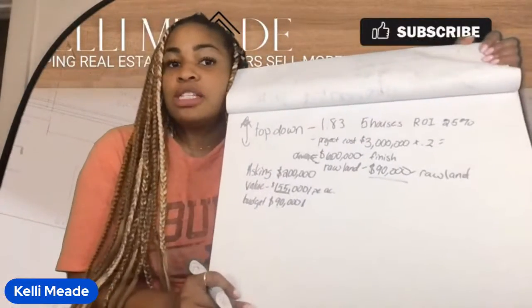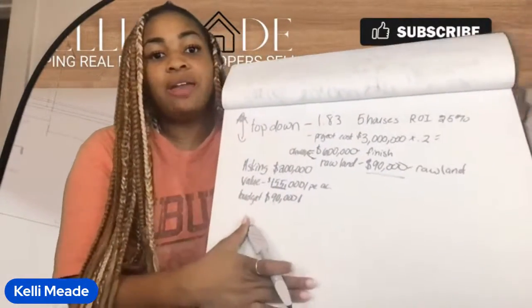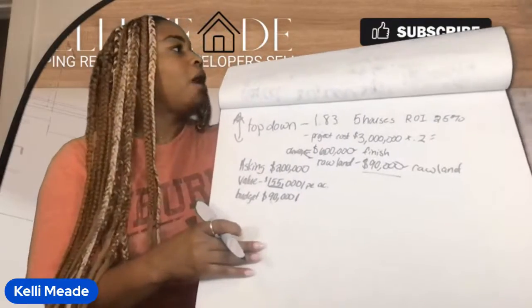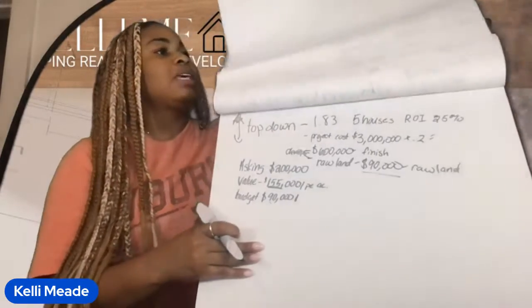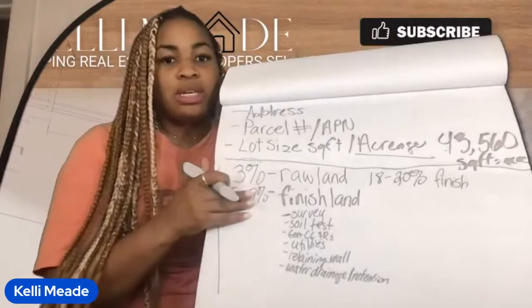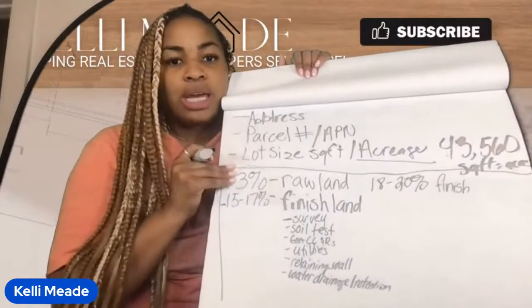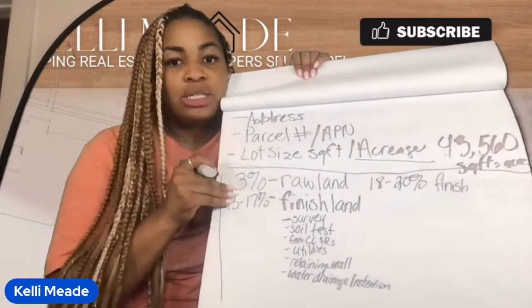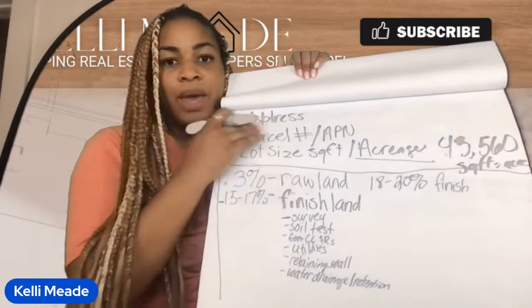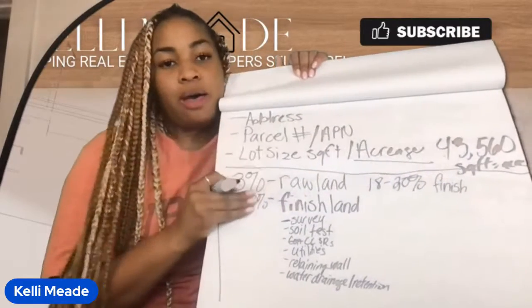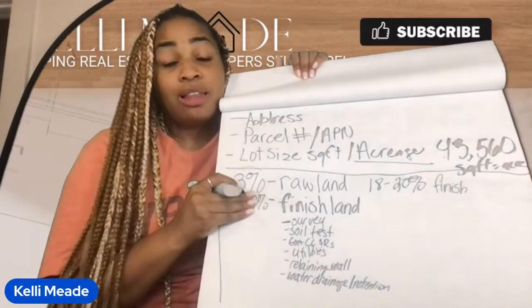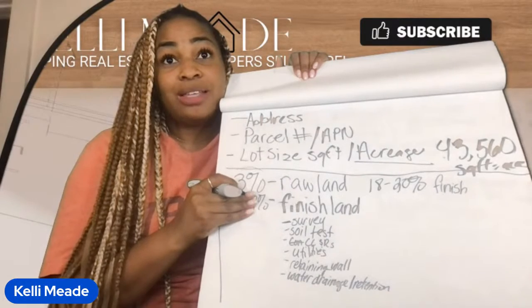I'll try to do more of these, but this is just how I evaluate land, from a top down and a bottom up approach. The biggest thing you want to take from this is making sure you understand, just based off of these percentages, whether something is a deal or not, based off of the amount of land that is coming to you as a deal.